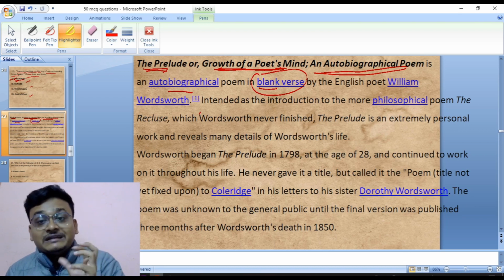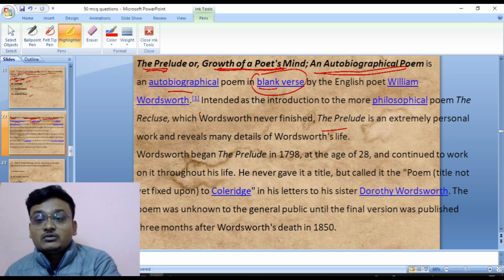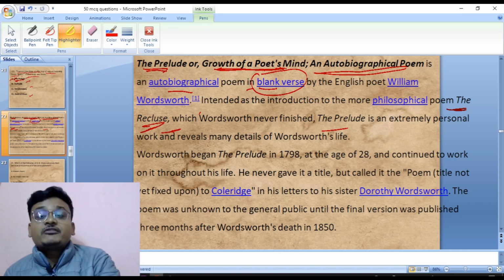Wordsworth intended this as an introduction to a poem. What was that poem's name? The Prelude, what, The Recluse. In the introductory part of this poem he would place the Prelude. So he intended it as the introduction to the more philosophical poem, that is The Recluse, which Wordsworth never finished.